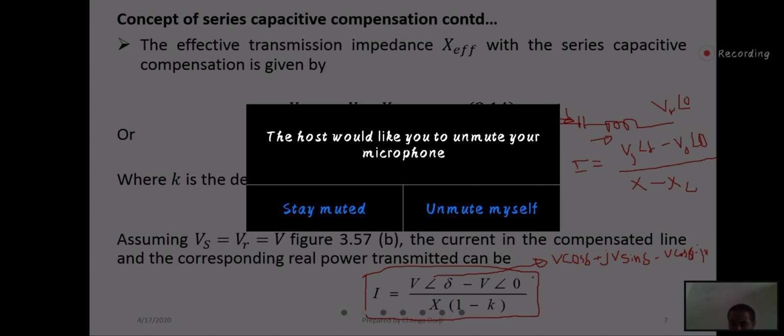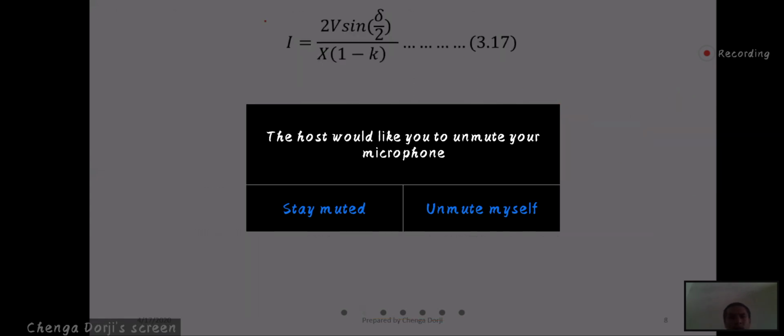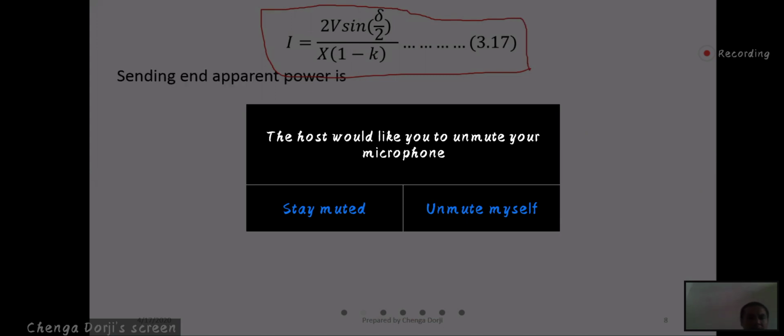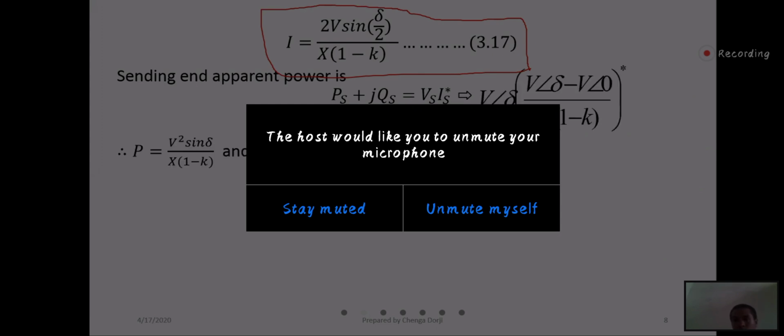After further simplification, you get this current. Now what will be your sending end power? The sending end apparent power is given by Ps plus jQs, which is given by this. Finally use this value. Vs is nothing but the sending end voltage, which is this.